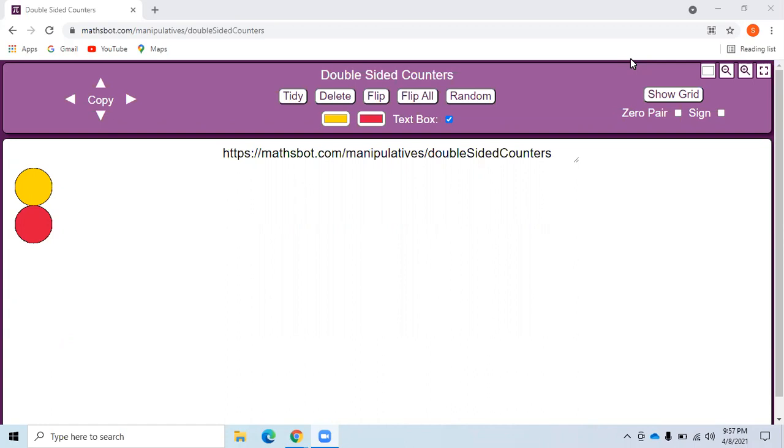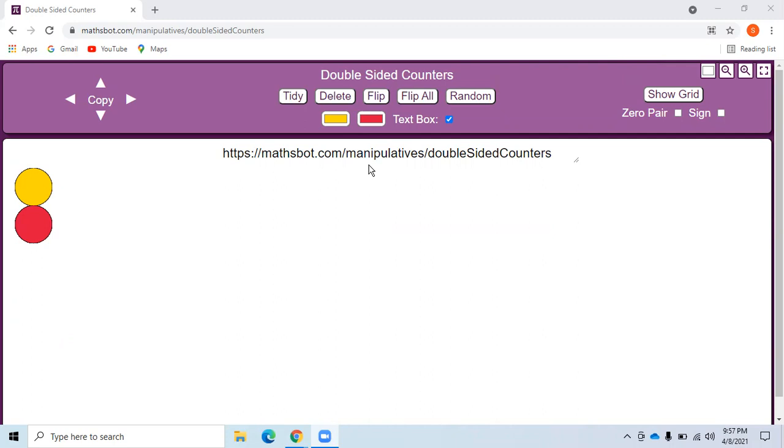Another way to think about this is if you have $1 and owe $1, your net worth, meaning your assets minus your debts, is zero. We are going to look at zero pairs using a double-sided counter manipulative. You can find it at mathspot.com/manipulatives/double-sided counters. You can pause the video to bring up the app and then pause and restart the video as you watch to try each activity.